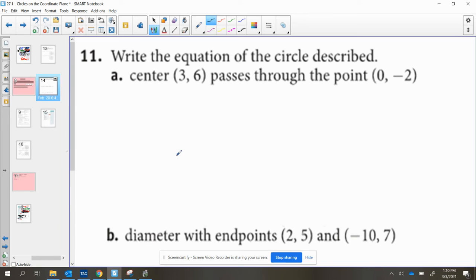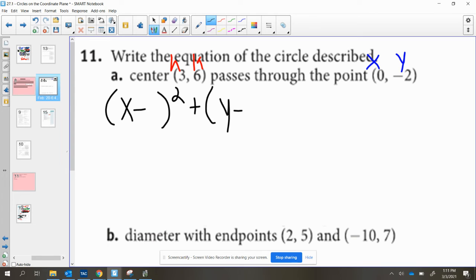So for part A, this goes back to what we talked about in yesterday's lesson, where they're giving us the center, and then they're also giving us a point on our circle. It's passing through this point that we could use as an x comma y. So we're going to start by plugging into the equation of our circle the center that we do in fact know, which is h and k. And in order to help us find that r squared value, we have to plug in x and y.